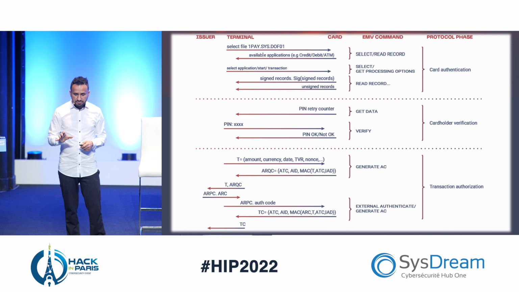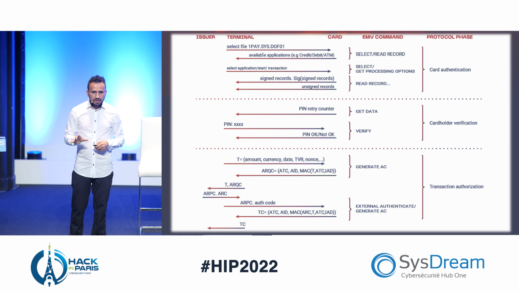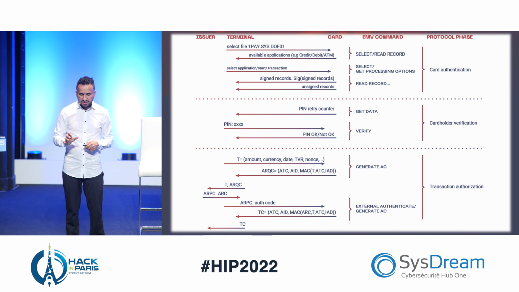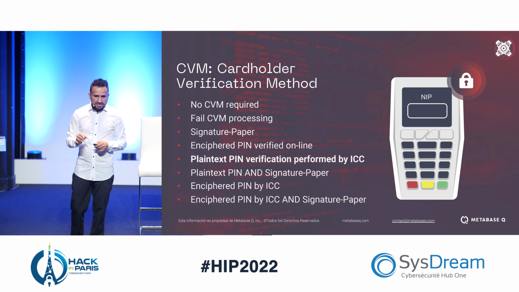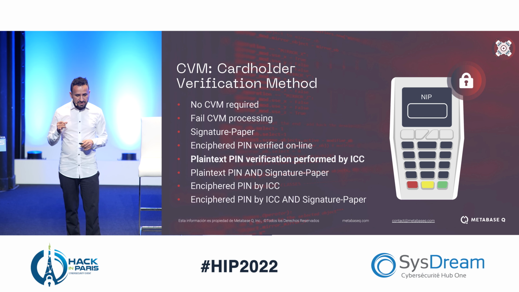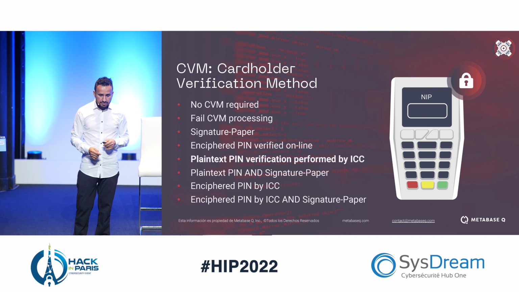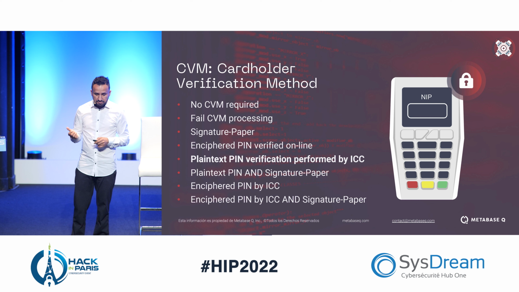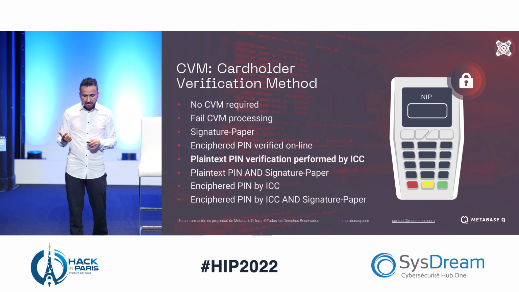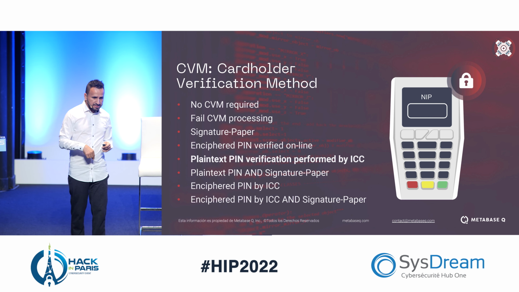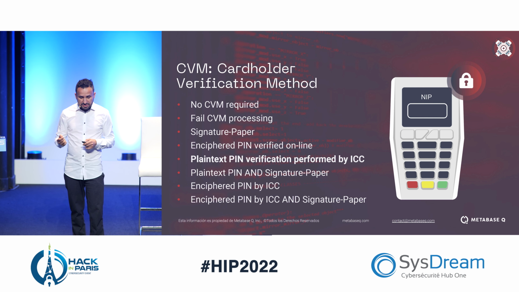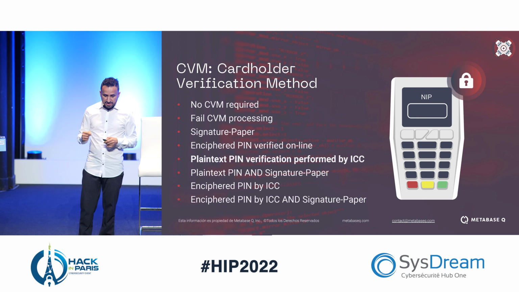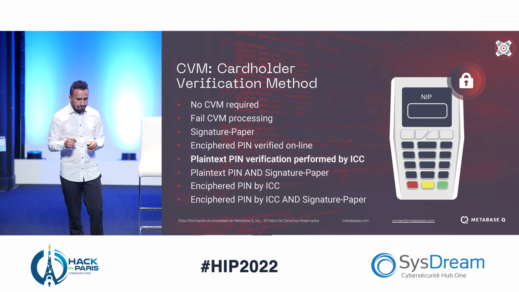We're going to be focused on this part, the cardholder verification method, which is one of the coolest things about the transactions, and specifically for this Pinata attack. As I mentioned, the CVM is basically a list. You have no CVM required, which basically is a code in the transaction, a failed CVM processing, signature paper, encrypted PIN, a plain text PIN verification performed by ICC, plain text PIN and signature paper, encrypted PIN by ICC, and encrypted PIN by ICC and signature paper.